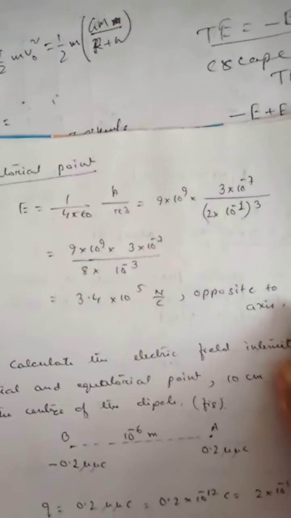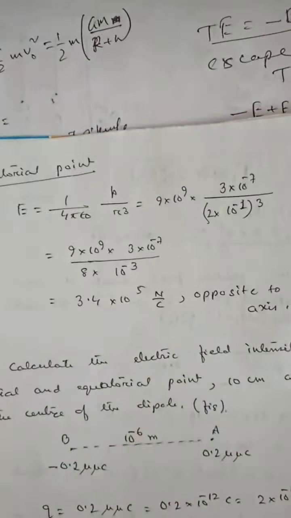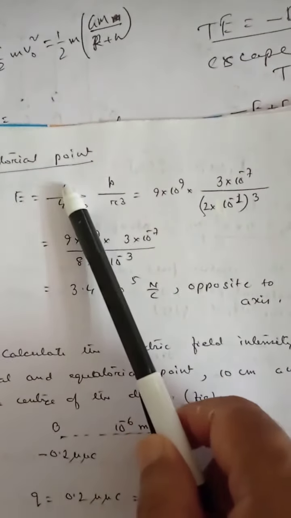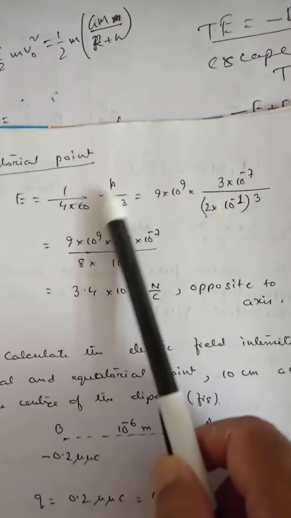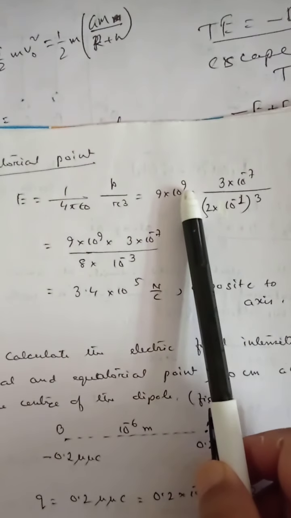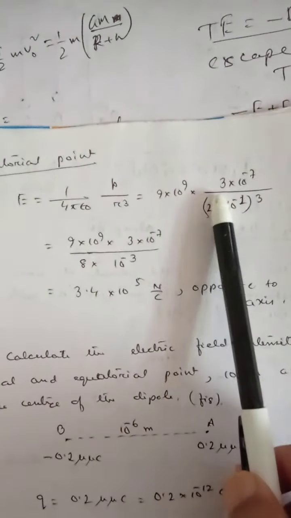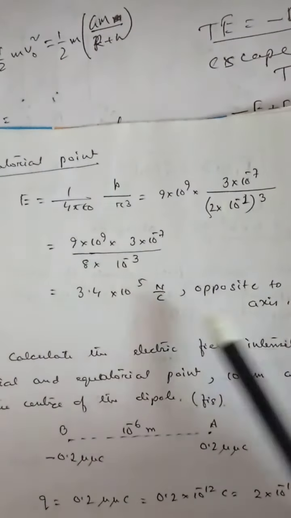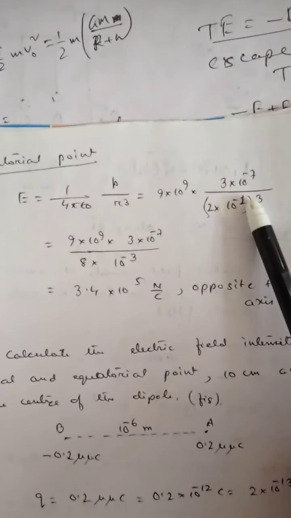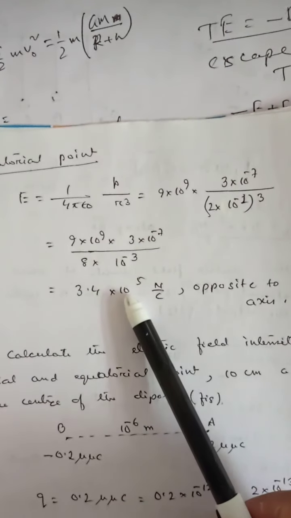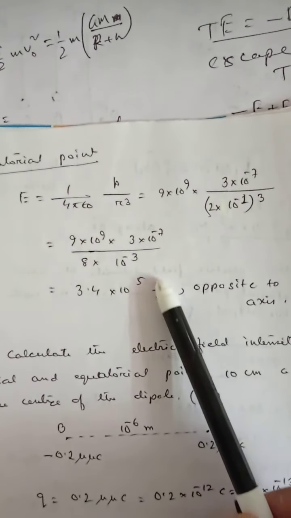Now, what is electric field intensity at equatorial point? E is equal to 1 by 4 pi epsilon 0 P by R cube. 1 by 4 pi epsilon 0 is 9 into 10 to the power 9. P is 3 into 10 to the power minus 7. R is 2 into 10 to the power minus 1, whole cube. So if I do the calculation, E is 3.4 into 10 to the power 5 Newton per coulomb.